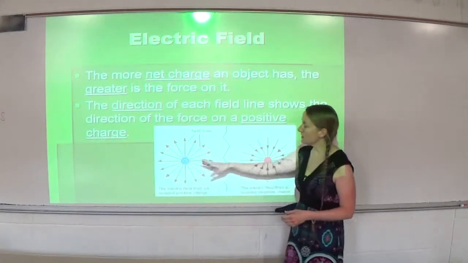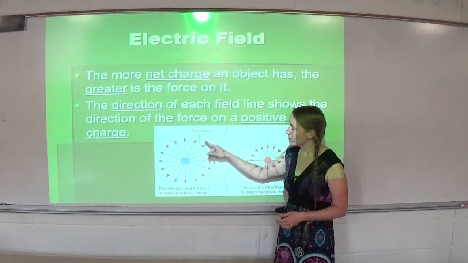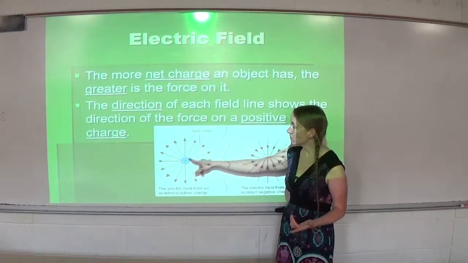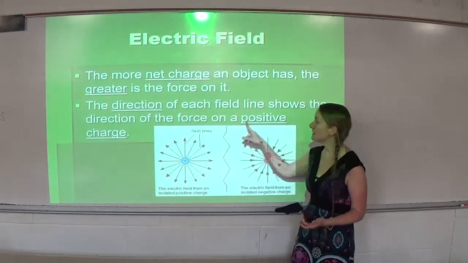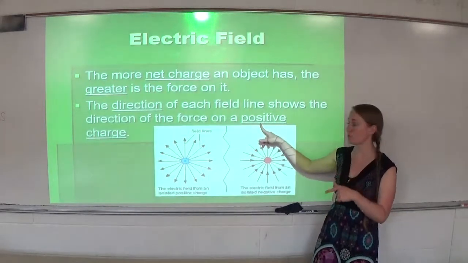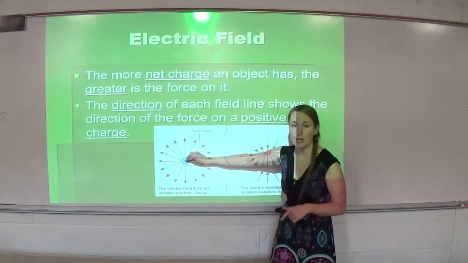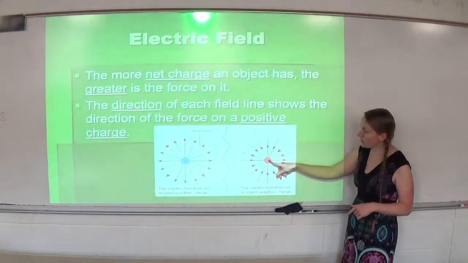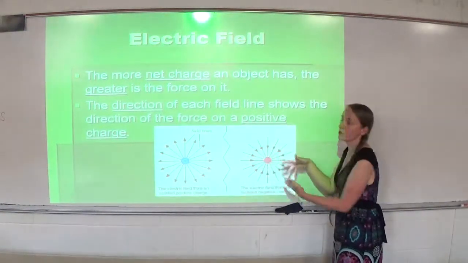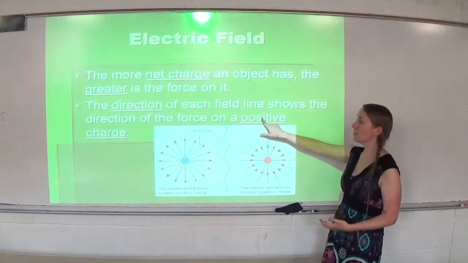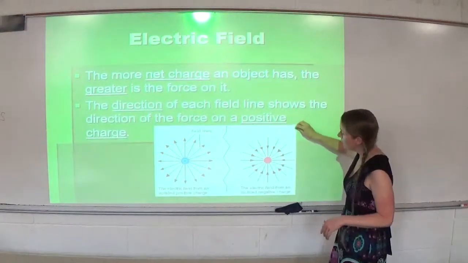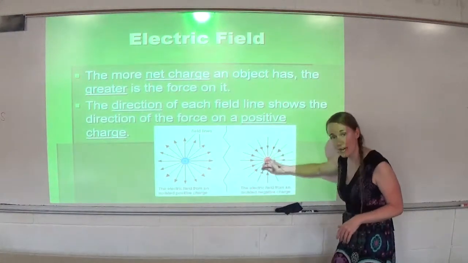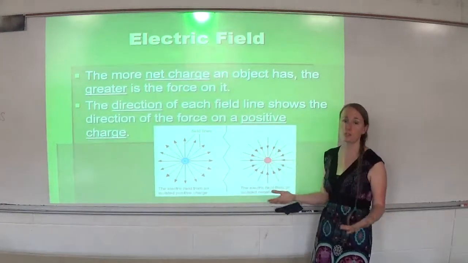Here's an example of a field line. This is a positive particle, so the field lines point away because that's the direction another positive charge would go. Would 2 positives attract? No, the other positive would go in the opposite direction. Whereas with a negative particle, field lines point towards it because field lines are based on a positive charge. If a positive charge came around, it would be attracted to the negative, so it would come towards the negative.